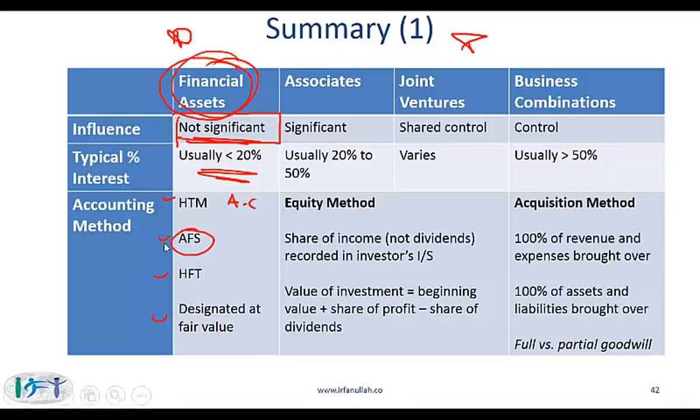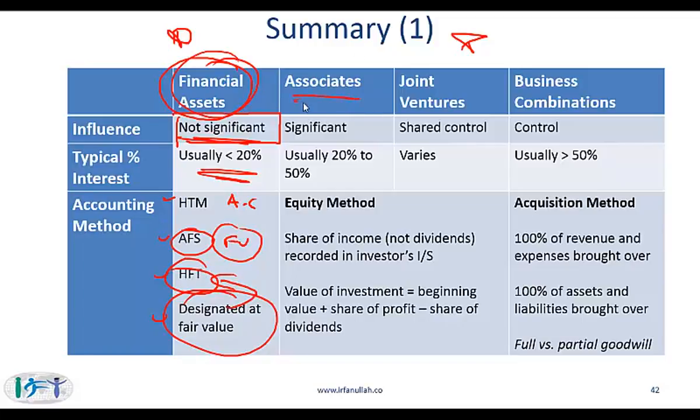If there is any interest income, that is shown on the income statement. With AFS, the asset is shown at fair value on the balance sheet, and any unrealized gains and losses go through other comprehensive income. With held for trading, the asset is shown at fair value, and all unrealized gains and losses flow through the income statement. Designated at fair value has the same treatment as held for trading.